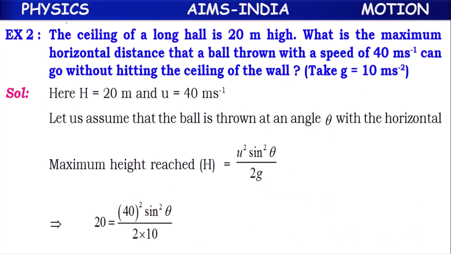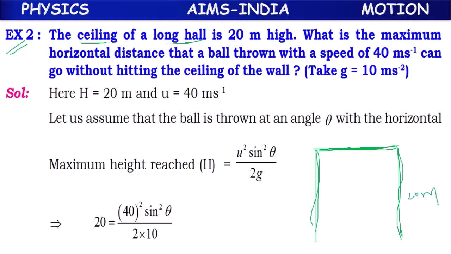Next one, example 2. The ceiling of a long hall. We have a long hall, and this is the ceiling, the topmost surface of the hall. The ceiling is at a height of 20 meter from the floor.